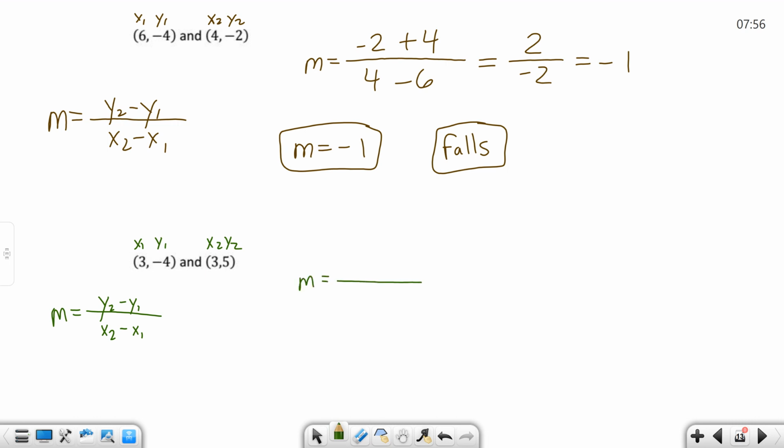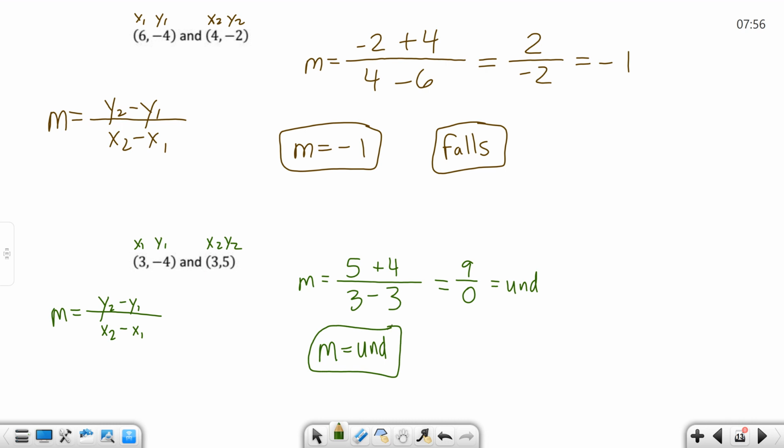So m equals what? Well, y2 is 5, minus negative 4 is plus 4, and then over 3 minus 3. And that's going to be 9 over 0. And 9 over 0 is undefined. You don't have to spell it out for me, but if your teacher wants you to write it all out, that's fine. I don't mean the German word und, which means and, but undefined. So the slope is undefined. And if it's an undefined slope, that's VUX: vertical line, undefined slope, x equals a number. So this is a vertical line.